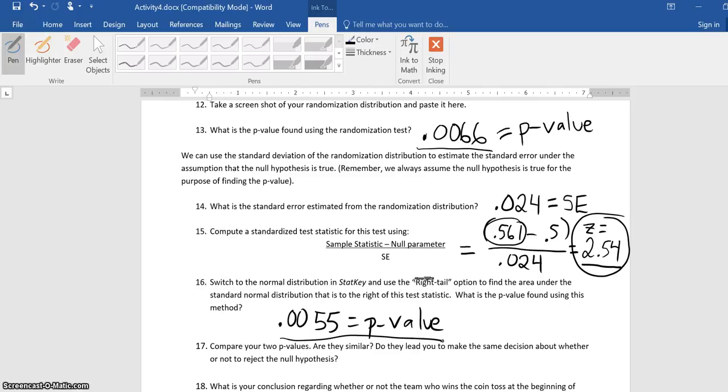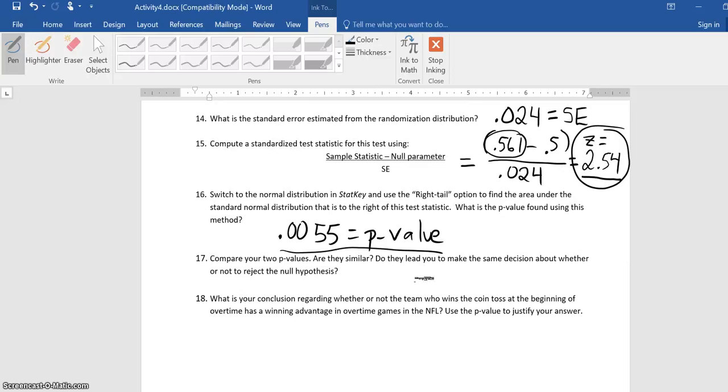Since we're testing at a 5% level of significance, they do lead me to make the same decision about the null hypothesis. They are both smaller than my level of significance, and so I'm going to reject the null hypothesis in both situations. So the answer here is yes, they're similar. Both reject the null hypothesis.